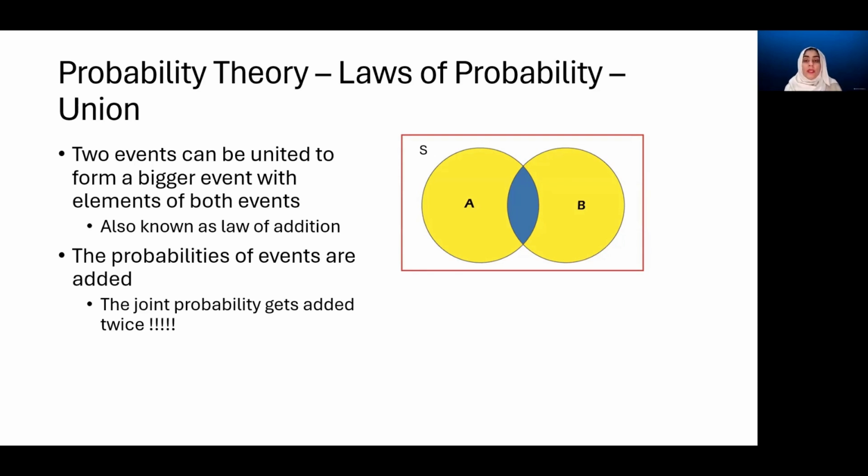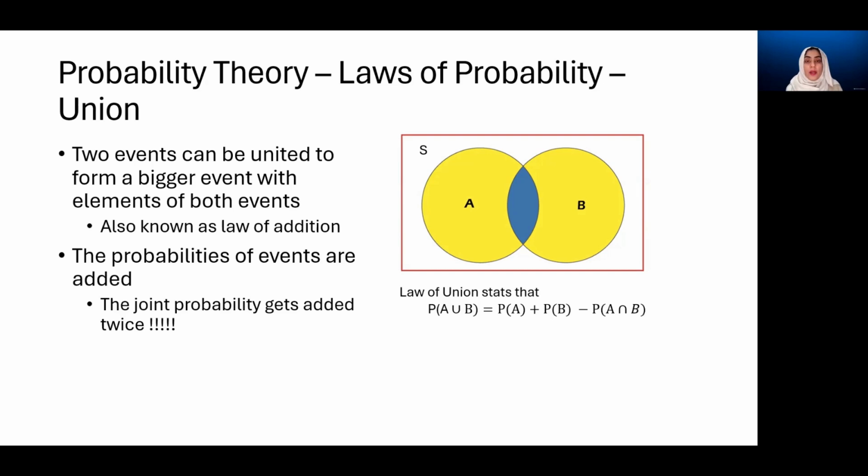By joint probability, we mean that this area corresponds to the intersection of these two events. It is the probability that both of these events will occur together. Now, in order to compute a new event, which is the union of these two events, it actually means that we are adding elements from A and B to make a bigger event, which has all of those simple events which are there in A and in B.